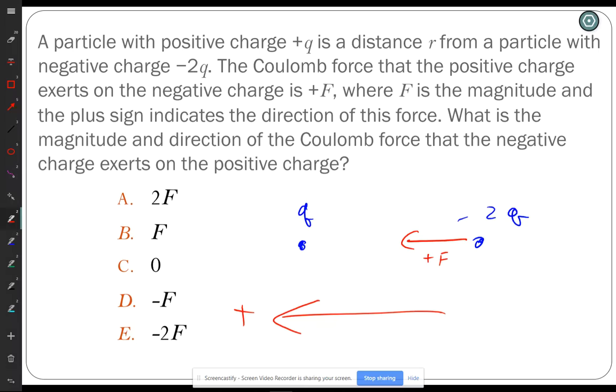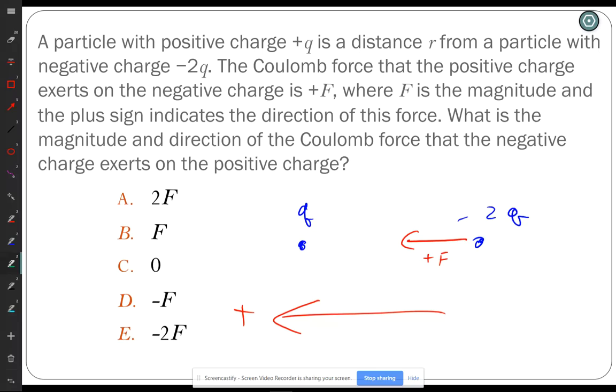Acting on the other way? Yeah, the force on the one that doesn't have a force shown. Negative. Okay? Why do you say negative? Because it'd be going in the opposite direction. It has the opposite charge. Not because it's opposite charge.